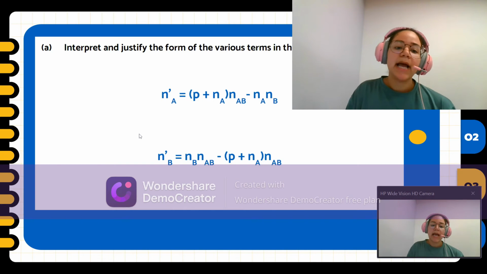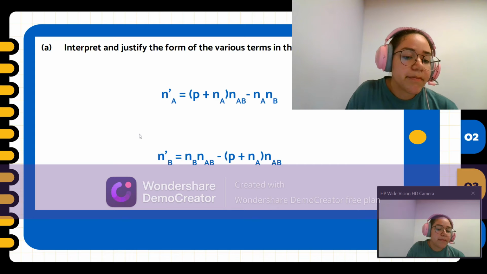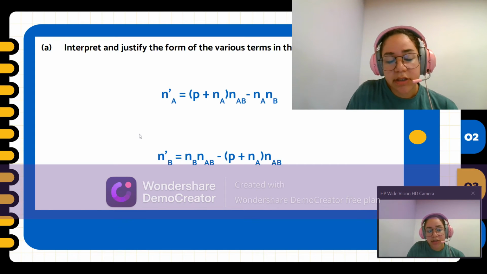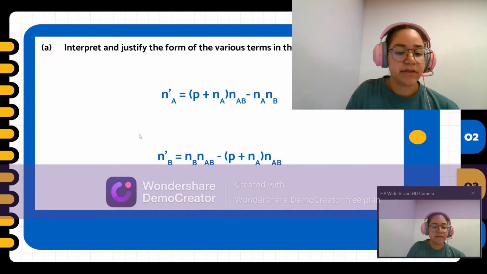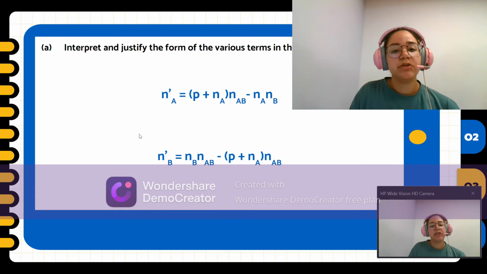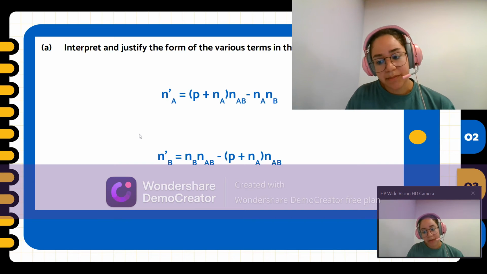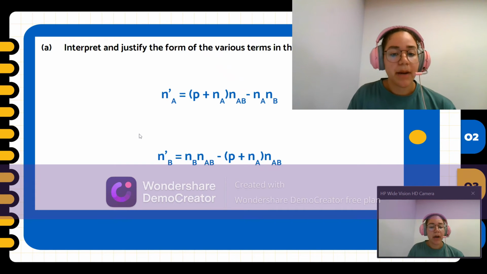so that's why there's a negative portion. And it's the same with n dot B, the rate of change of the population of subpopulation B. The positive part is where they're gaining members, and the negative part is when they're losing members to subpopulation A.